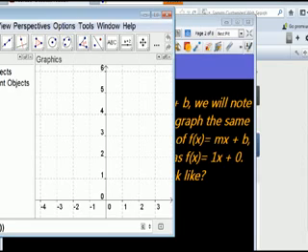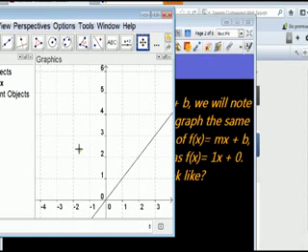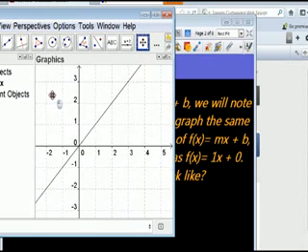Let's put in f of x equals 1x plus 0. When we press enter, it will graph. Let's move that graph over. And the equation will show up here in a simplified form. This is the parent function f of x equals x. Let's label it.